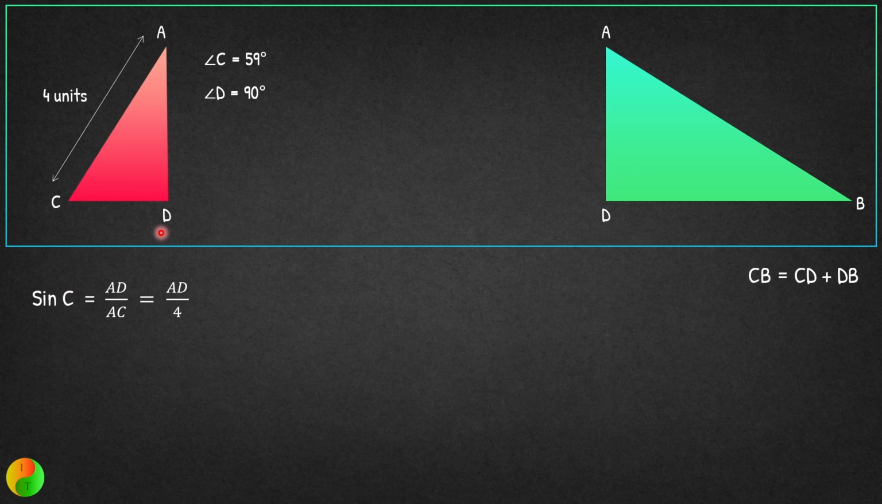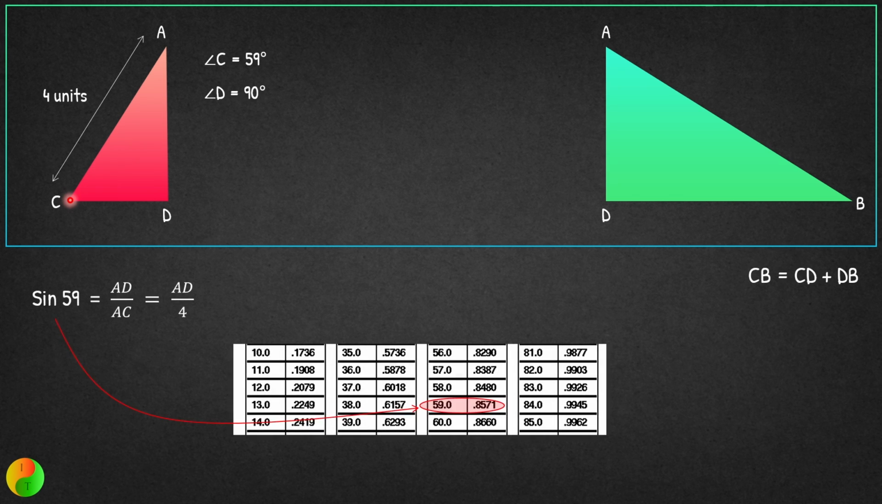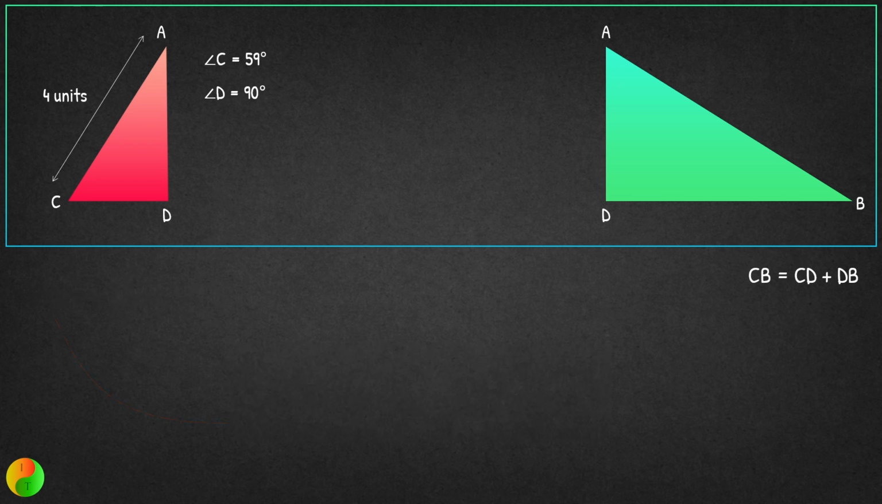In triangle ACD, AC is equal to 4 units, angle C is equal to 59 degrees and angle D is 90 degrees. So for angle C we will use the trigonometric ratio of sine. So sine C is equal to the ratio of perpendicular to hypotenuse, AD upon AC. AD here is unknown, whereas AC is equal to 4 units. Sine C is equal to sine 59, and using the sine table, sine 59 comes approximately equal to 0.85. So 0.85 is equal to AD upon 4. From here, AD comes out to be equal to 3.42 units.